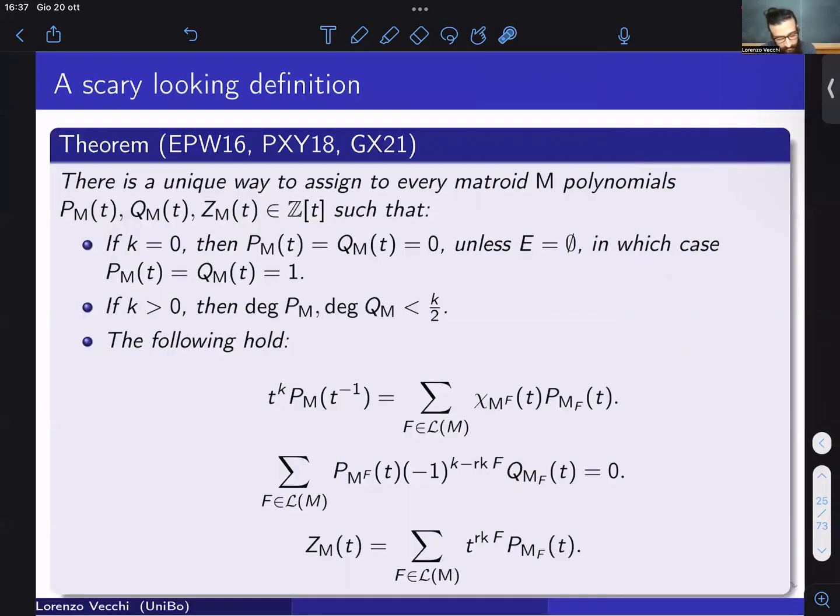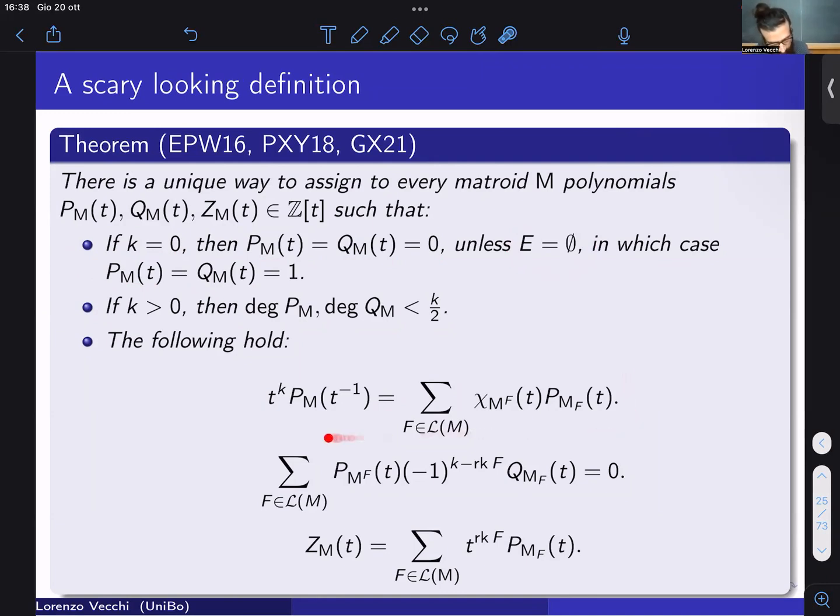The definition is given for P by Elias, Proudfoot, and Wakefield in 2016. For zeta it is given by Proudfoot, Xu, and Yang in 2019. And for Q, it's given by Gao and Xie in 2021. And the definition goes as follows. We have some base case. So when the rank of the matroid is 0, the values for P and Q are either 0 or 1, depending on whether the ground set is empty or not.